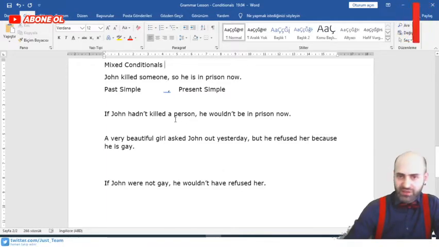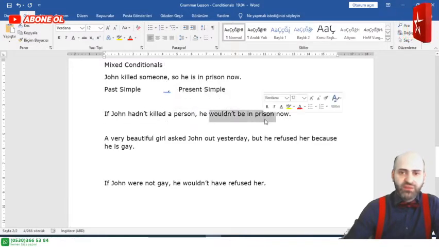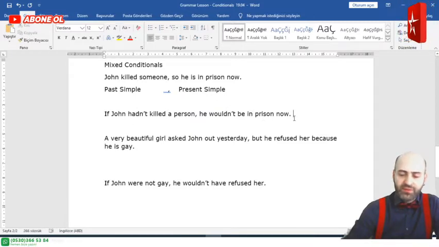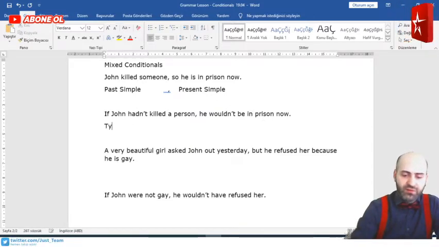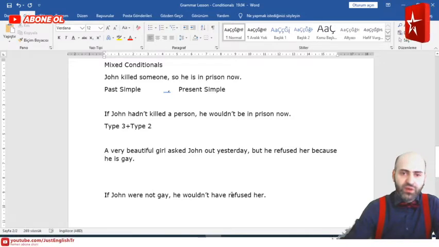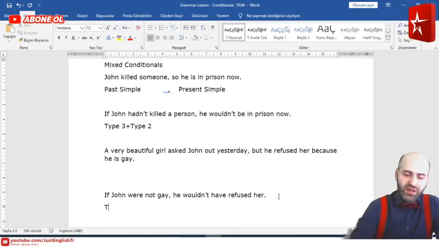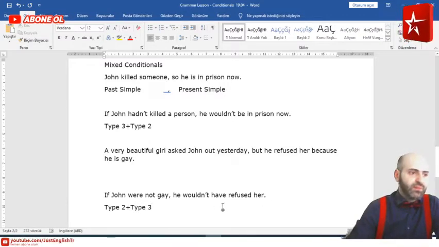Mustafa, we have just made two mixed conditional sentences here. If John had not killed a person, he would not be in prison. This is mixed conditional, so we start with type 3 and continue with type 2. Let me write it for you: type 3 plus type 2. And here, if John were not gay, we have type 2 in the beginning, and then we have type 3 result.